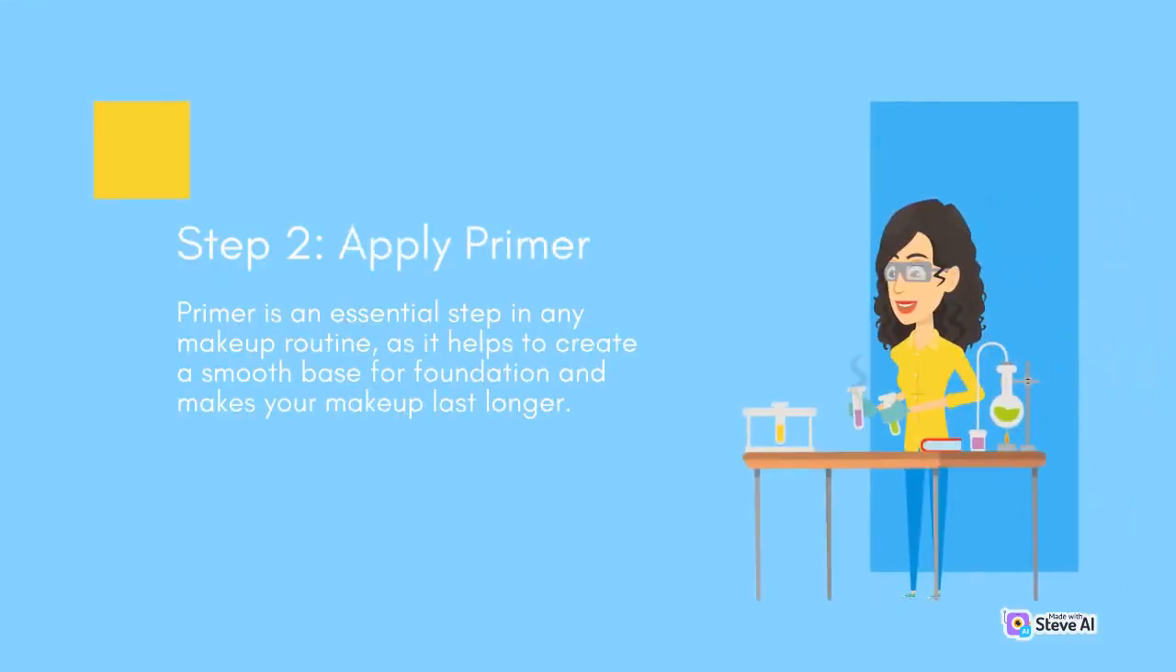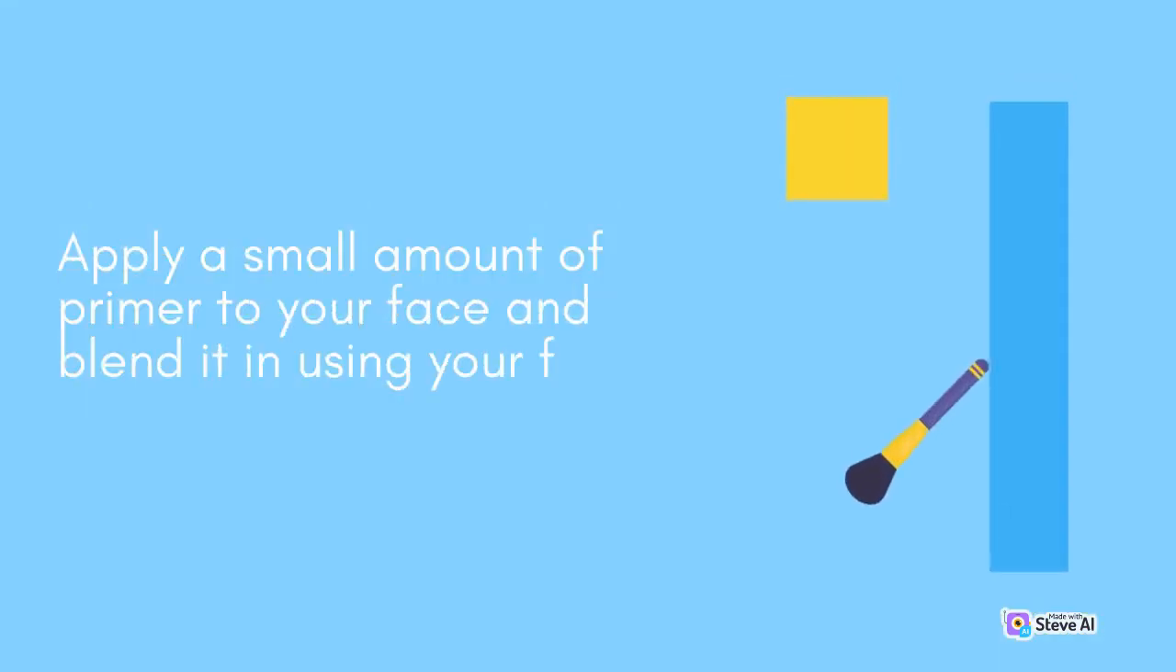Step 2. Apply primer. Primer is an essential step in any makeup routine, as it helps to create a smooth base for foundation and makes your makeup last longer. Apply a small amount of primer to your face and blend it in using your fingers or a makeup brush.